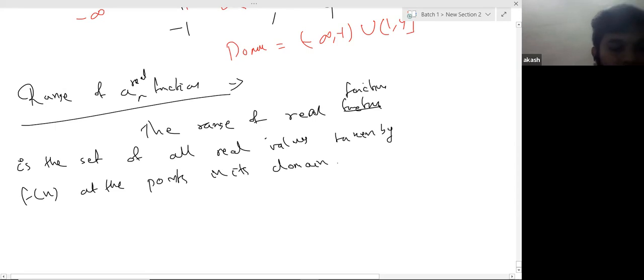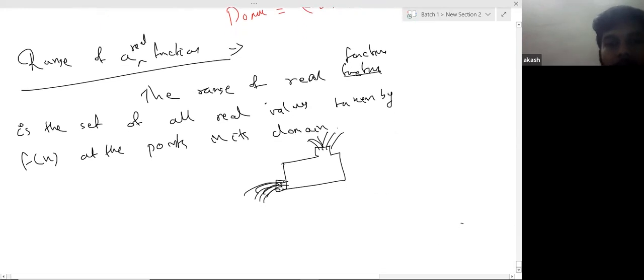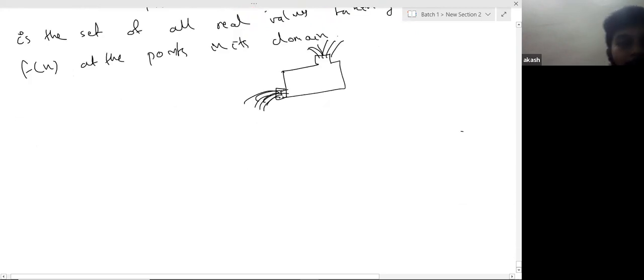All right, so what is range? Range is the value we get, right? I explained, suppose this is a juicer mixer, or anything like that. Whatever value you put in as its domain, the values you get out here are the range, right? As simple as that. So we have to figure out all the values we can get from a function.